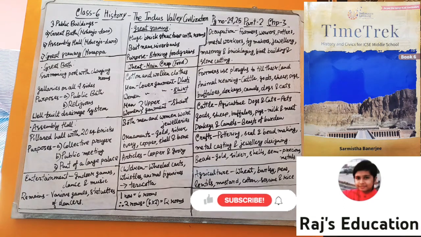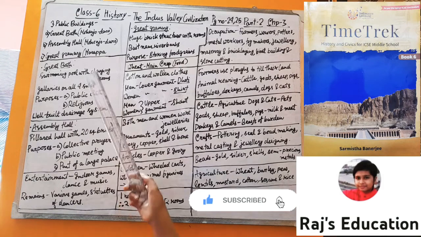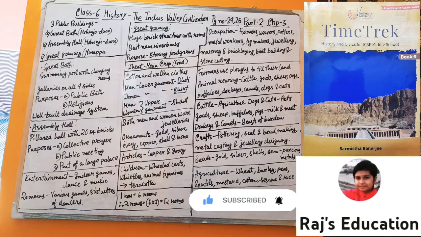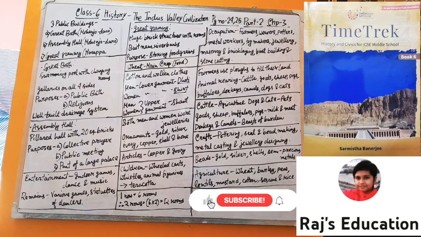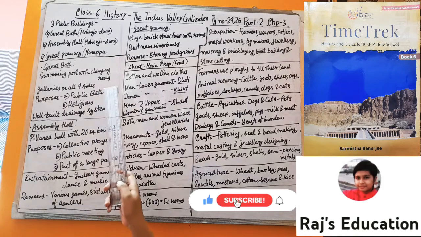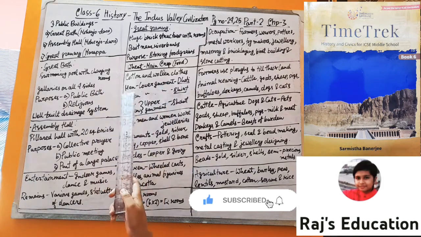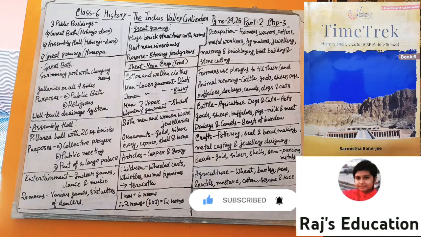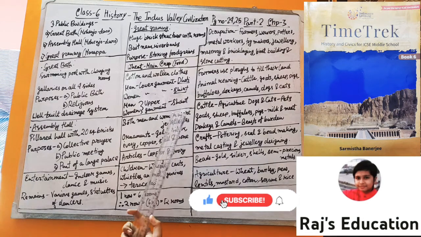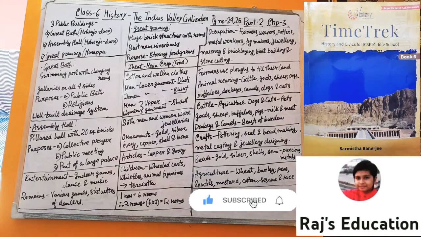Now comes the dress and ornaments. The people of the Indus Valley Civilization mostly preferred to wear cotton and woolen clothes. Both men and women used to wear two-piece dress. The lower garment of men is like the present day dhoti, and the lower garment of women is like a present day skirt. The upper garment for both men and women was the same, like a present day shawl.